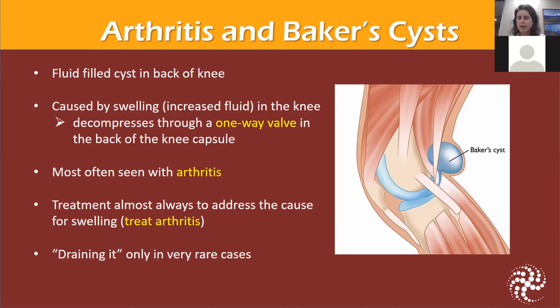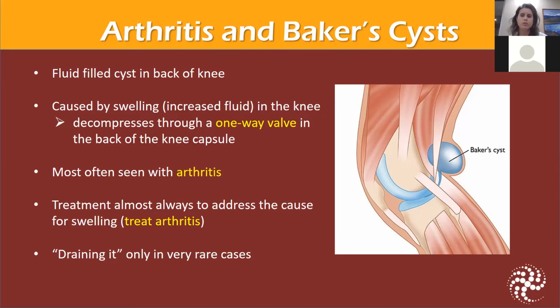And a lot of times that weakness is in the back of the knee. And so what happens is that the joint starts to drain through that little rent in the capsule. And often it's through a one-way valve, so it can get out, but it can't get back in. And then you get this collection of fluid in the back of the knee. This is very common in arthritis, and especially in arthritic flares.